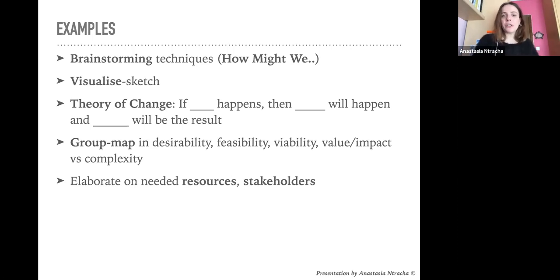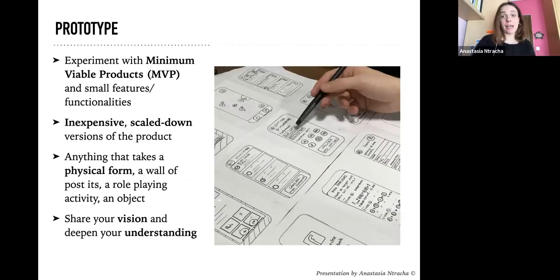And after that stage comes prototyping. This is the stage where you want to bring these ideas to life in some form to test them with your users. And that's when we experiment with what we call the minimum viable product. This is an inexpensive, scaled down version of the product you have in mind, or of specific features and functionalities of your product, in a physical form, so that it is very interactive, and that you can test with your users.